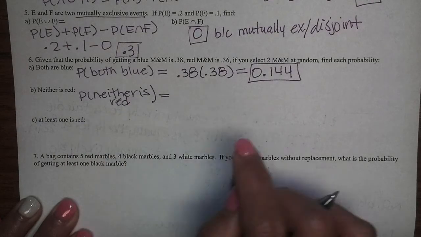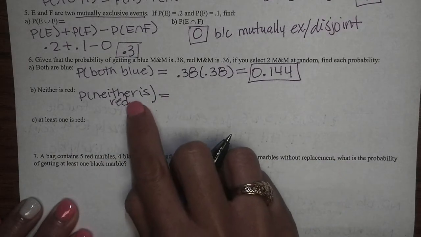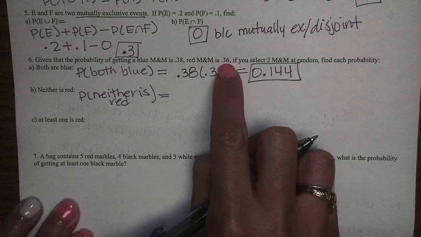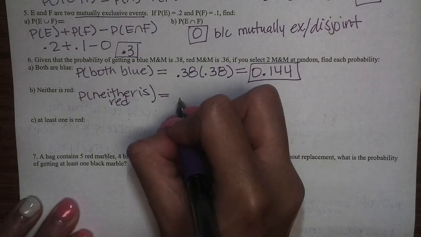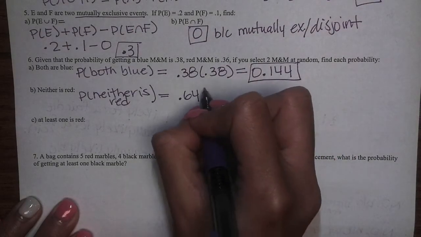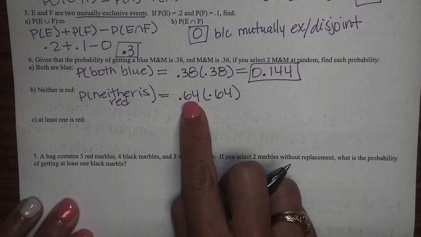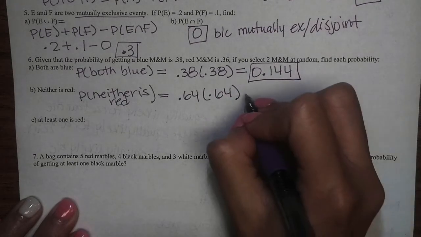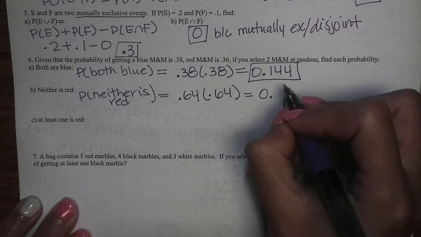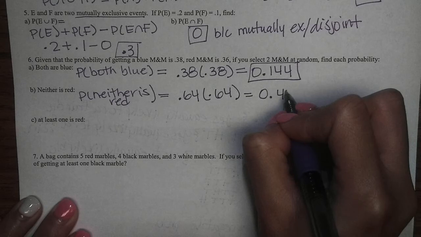Now let's do the probability that neither is red. So again, if I draw an M&M, the chances of it not being red would be the complement of 0.36. So that would be 0.64 for the first M&M, and again 0.64 for the second M&M. So that's not red and not red. And if I multiply those together, that gives me 0.4096.